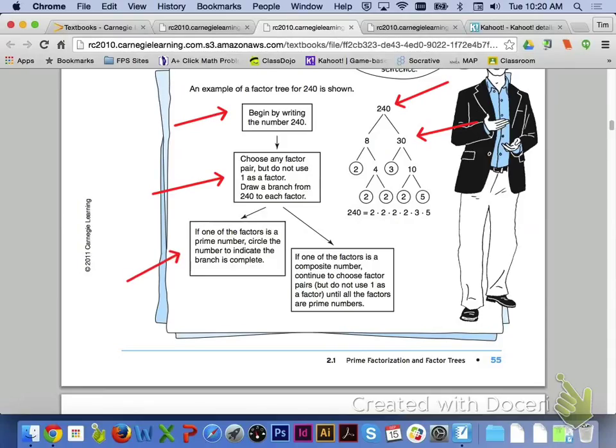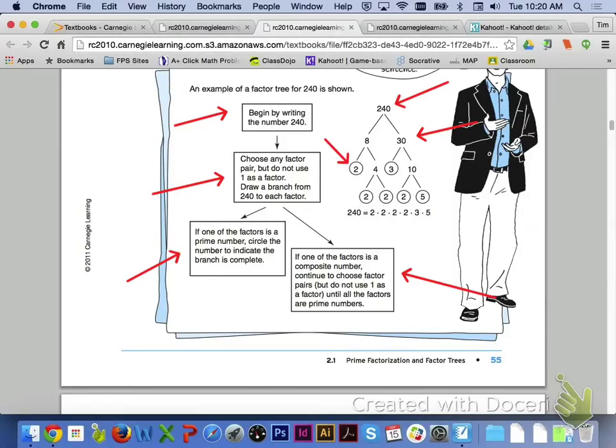If we look at the box on the left, if one of the factors is a prime number, we are going to circle it, and that is going to indicate that that branch is complete. If one of the factors is a composite number, then we are going to continue to choose factor pairs until all of the factors are prime numbers. And again, we are not choosing 1. So in this case, they choose 8 and 30. Neither of those are prime numbers, so we want to break both of those numbers down.